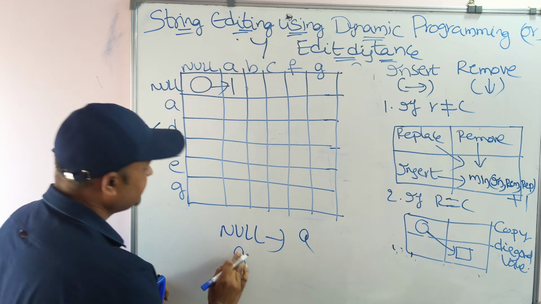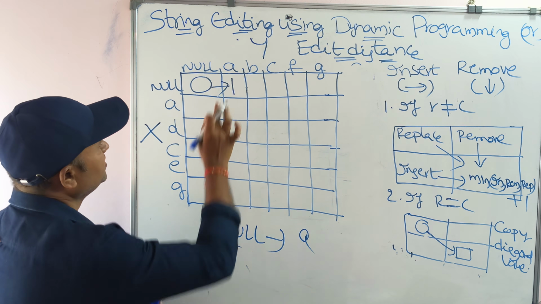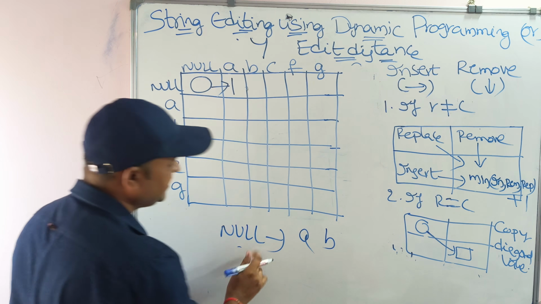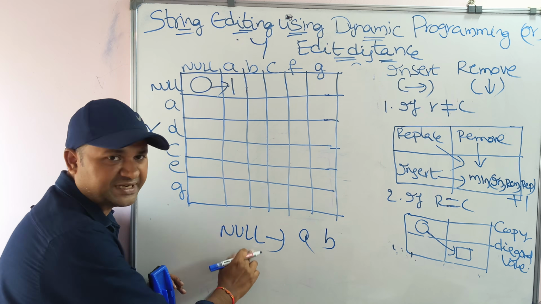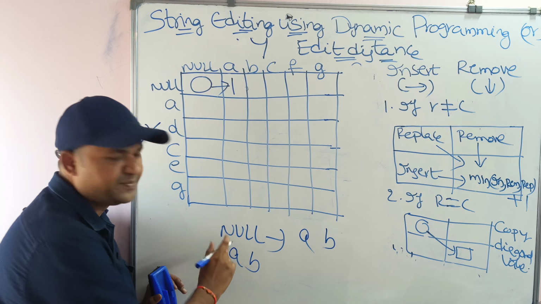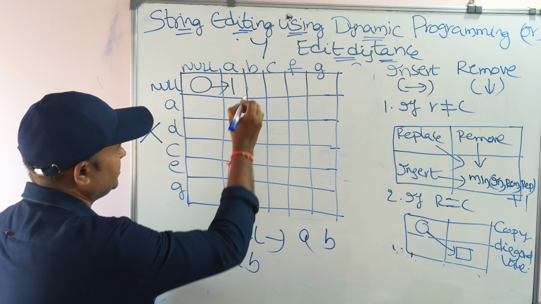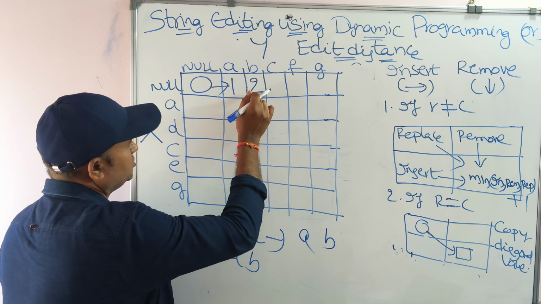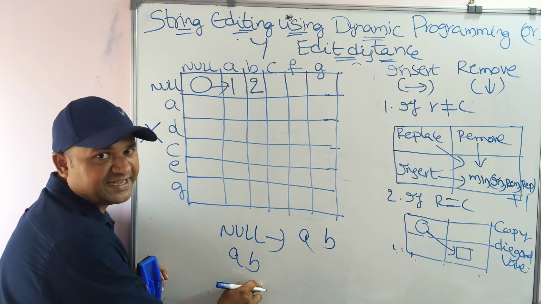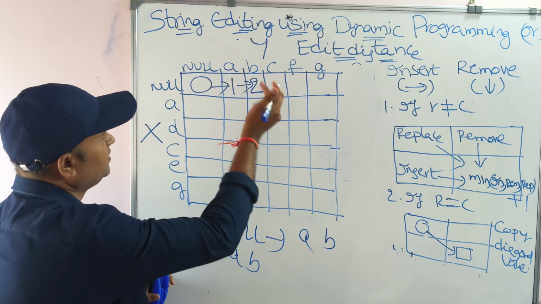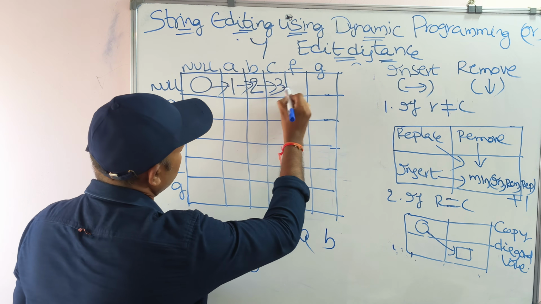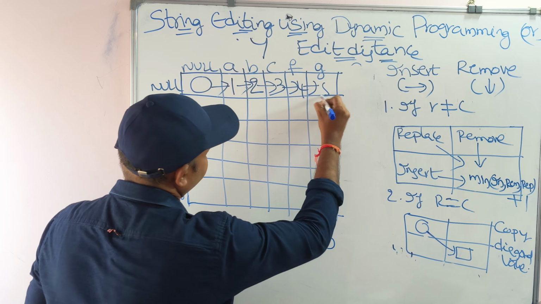Next, here the source string is null, whereas the destination string is AB. So how many operations are required here? We have to insert A and B characters. So 2 operations are required. So this is insert operation. We are inserting A and B characters. Okay. So that means use horizontal arrow. Next numbers are 3, 4, 5.